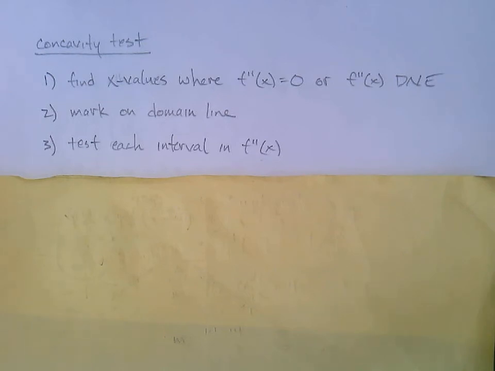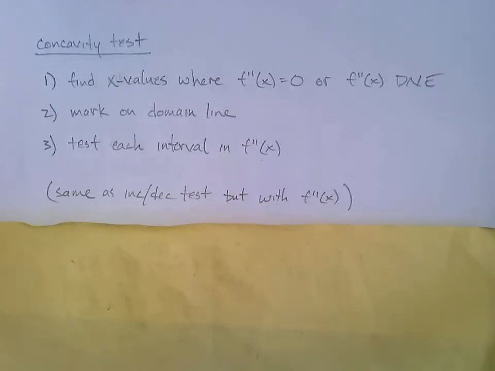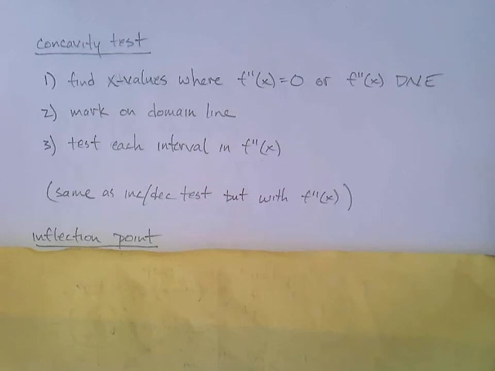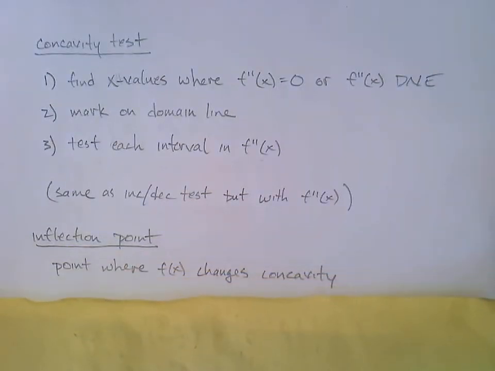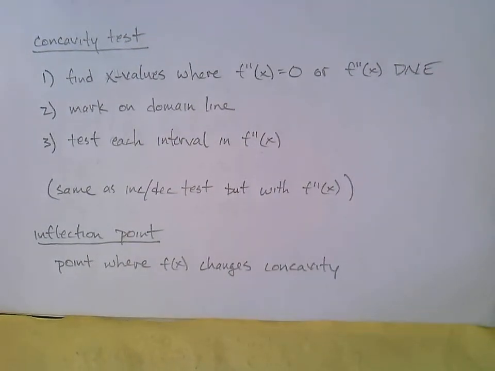All right. And then I've got my note here. It's the same as the increasing, decreasing test, but with the second derivative instead of the first derivative. Before we do an example, we also want to define an inflection point. An inflection point is the equivalent of the local max or the local min. So for concavity, where it changes concavity, we call it an inflection point.